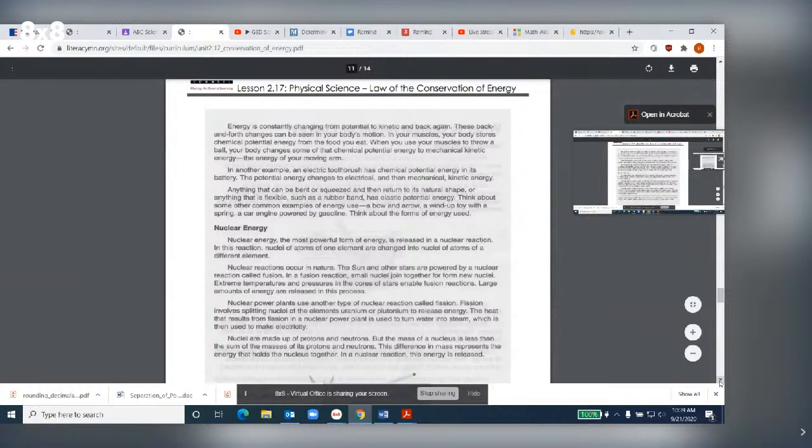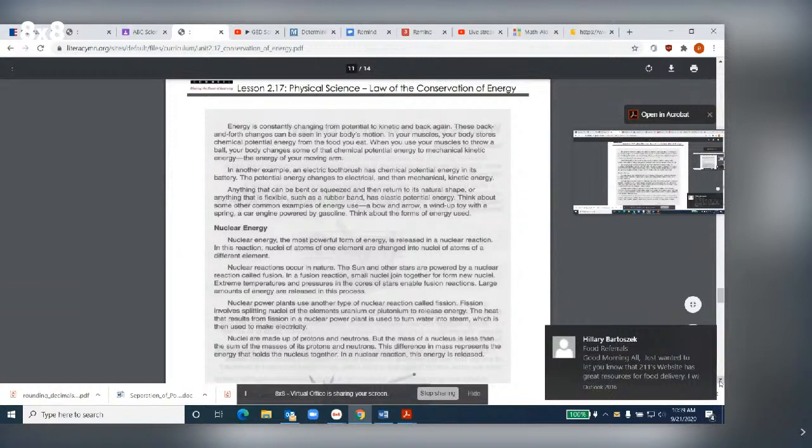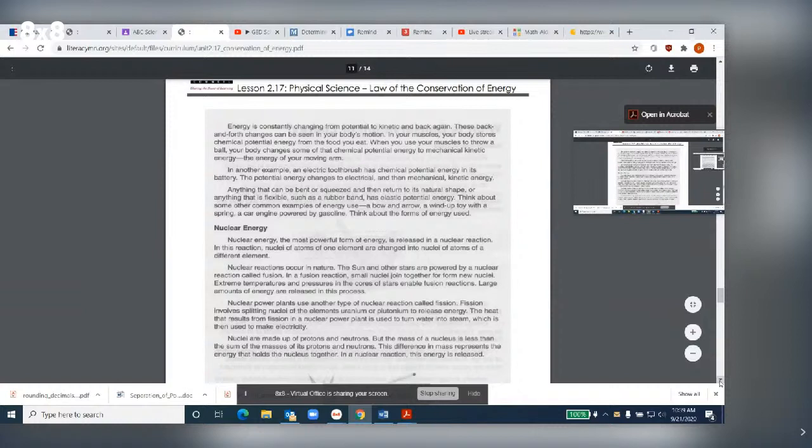Nuclear power plants use another type of nuclear reaction called fission. Fission involves splitting nuclei of the elements uranium and plutonium to release energy. The heat that results from fission in a nuclear power plant turns water into steam, which is then used to make electricity. So a nuclear power plant has like a rod going up in the middle of it, and there are all these atoms basically flying around, and those atoms split, and that creates energy. And that energy, like it says, heats water to create steam, and that steam we use for energy.